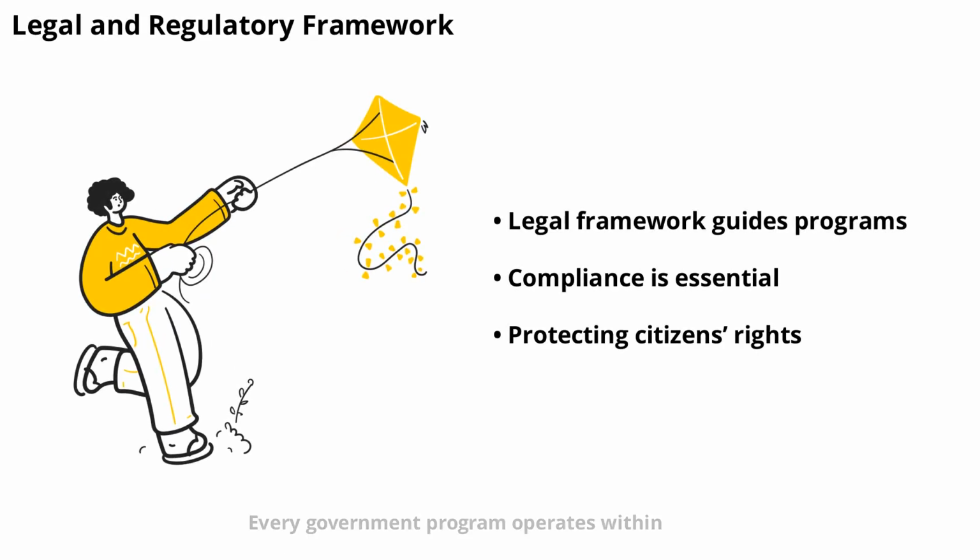Every government program operates within a legal and regulatory framework. Laws and regulations define what is possible, set boundaries, and protect citizens' rights. Legal experts ensure that programs comply with all relevant rules. This framework provides stability and predictability, making it easier to implement and manage programs effectively.